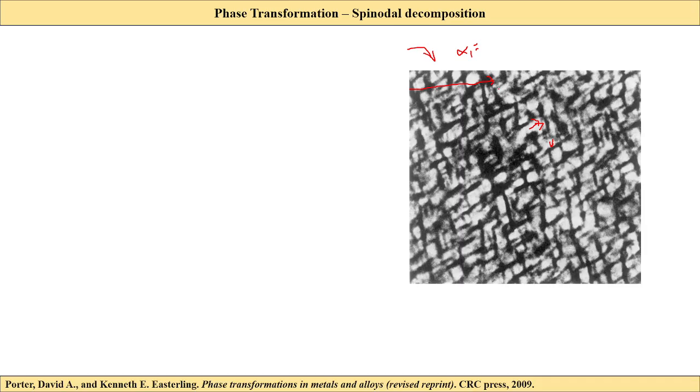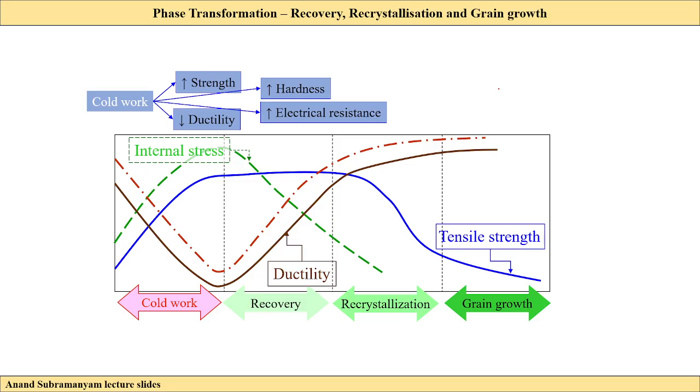That's why binodal decomposition and spinodal decomposition are different, and we can define this in mathematical terms. Binodal decomposition requires nucleation, whereas spinodal decomposition does not require nucleation. Now, that is about spinodal decomposition, and the next part is recovery, recrystallization and grain growth.